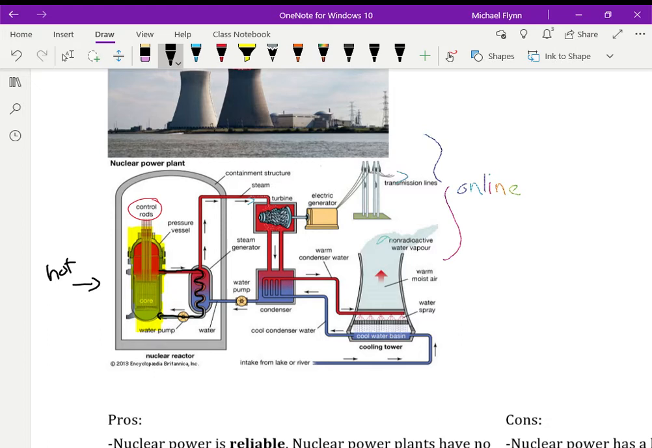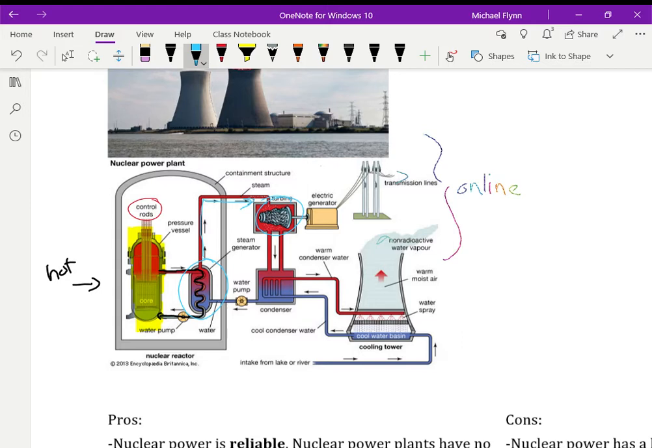Now, there's another system of water that exists outside of that. I'll circle it in blue here. That tank of water there, okay, will get hot as well. And that superheated steam travels up through here, spins the turbine that you see right there, and that creates the electricity that we have.